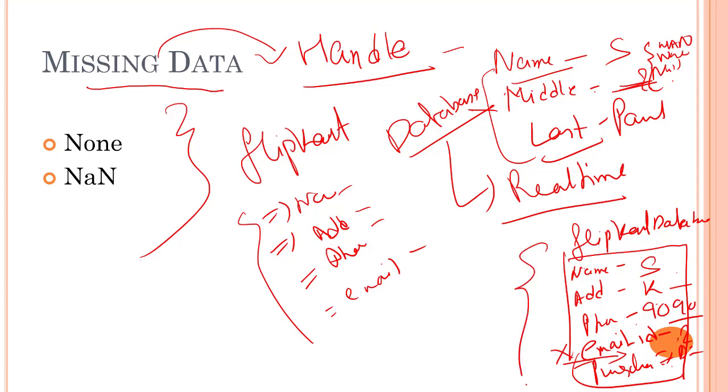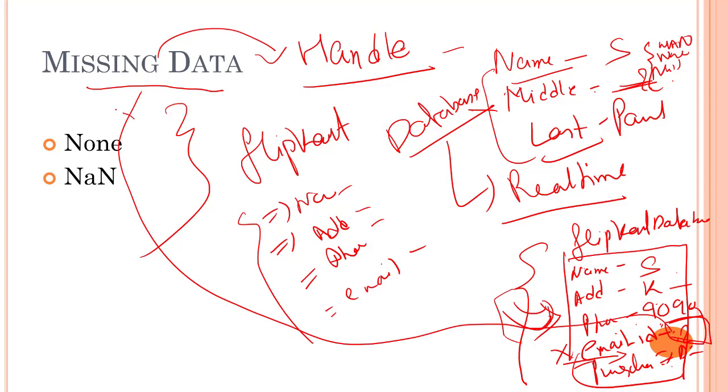So in the database, this is one problem we are facing: because the value is not given, the database will be blank. This type of data is called missing data. We handle this in pandas with the help of None and NaN.